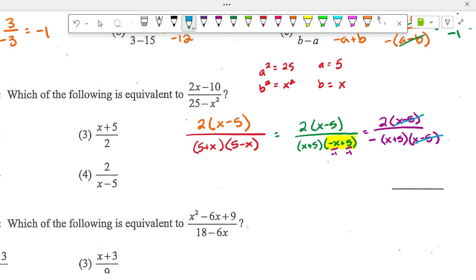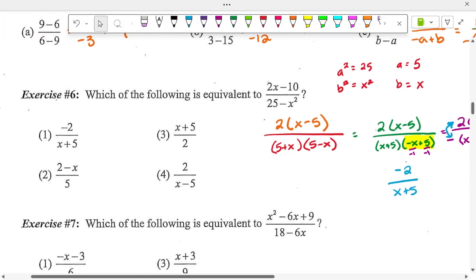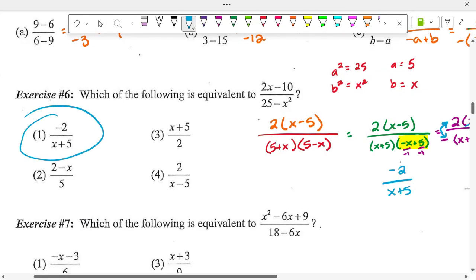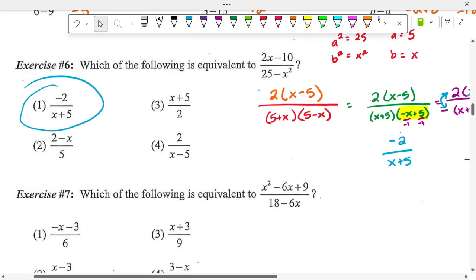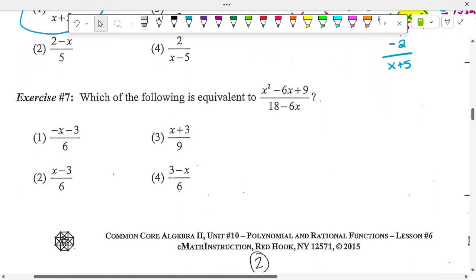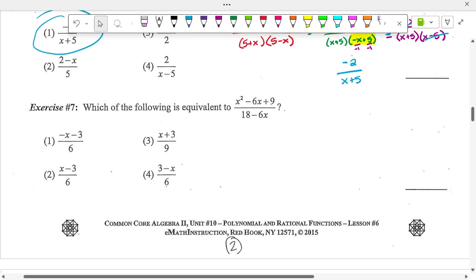Good. So I'm left with 2 or negative 2, because if you have a negative, it can go in the top, it can go in the bottom, it doesn't matter. So I have negative 2 over x plus 5. So it'd be this one right here. Do you guys understand how you use that negative manipulation-wise? Yes, no, maybe? All right.